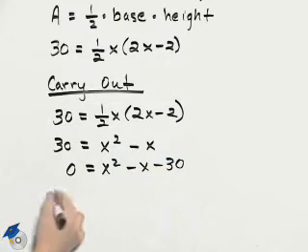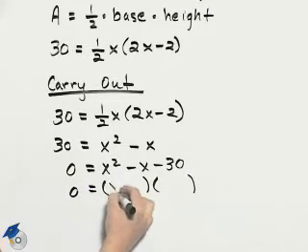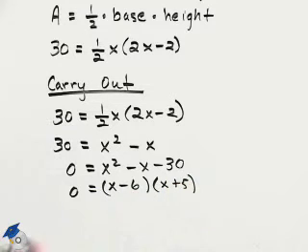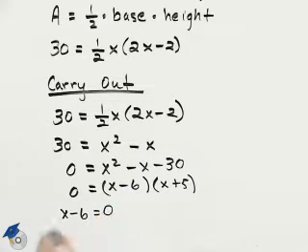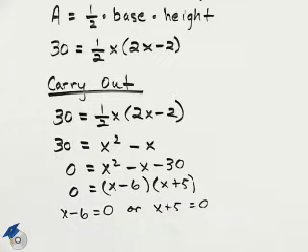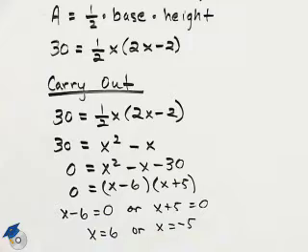We now need to factor the right-hand side, and when we factor, we'll get x minus 6 times x plus 5. We can then use the zero factor property to rewrite this as x minus 6 equals 0, or x plus 5 equals 0. Solving these, we have x equal to 6, or x equal to -5.